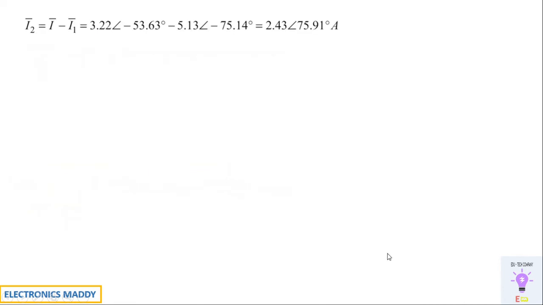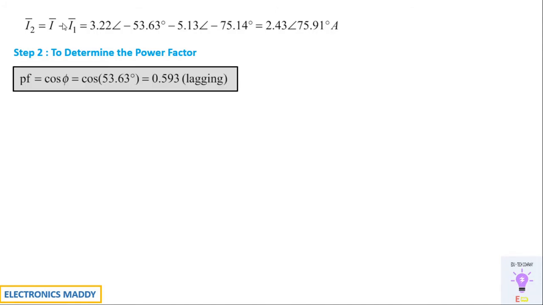Similarly, we can follow the same method for I2 bar, or you can do it in this way. We know I is equal to I1 plus I2. So I2 is equal to I bar minus I1 bar. Substitute, and you will be getting 2.43 at an angle of 75.91 degrees amps. Once you have found I2 bar, we have found the branch currents and the supply current. Now the next step is to find the power factor according to the requirement.